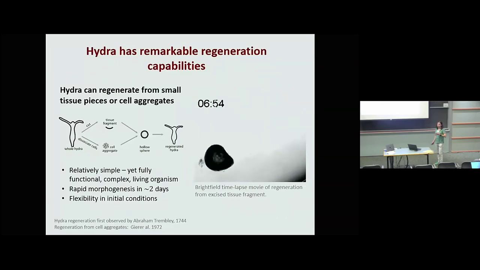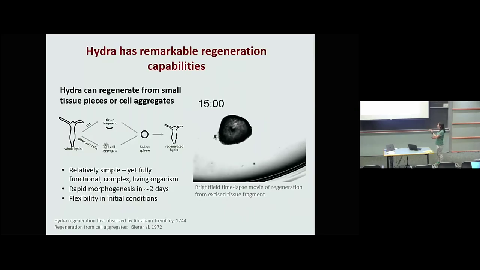And what you can appreciate here is how dynamic this process actually is. This is a tissue spheroid, and you can see it's expanding, contracting, moving around a lot, changing shape. And here, within less than 2 days, you already see the emergence of the tentacles, and you have a fully functional adult animal.